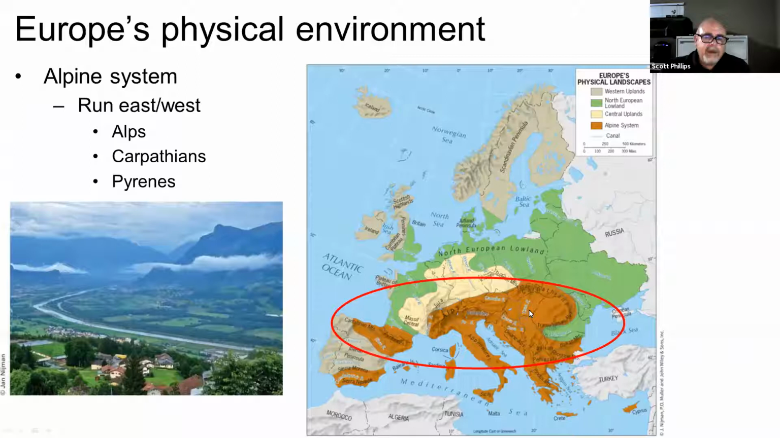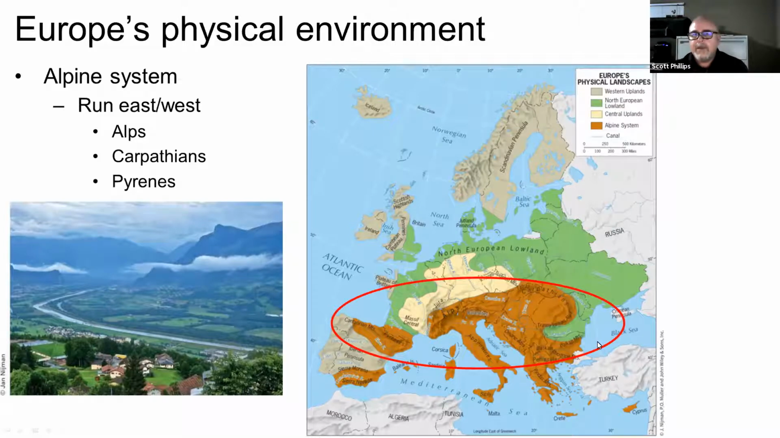And one thing unique about the mountain systems in Europe is that they're not insignificant. The Alps are a big mountain range. We also have the Carpathian Mountains and the Pyrenees here in Spain. But one thing about them is they run east and west.